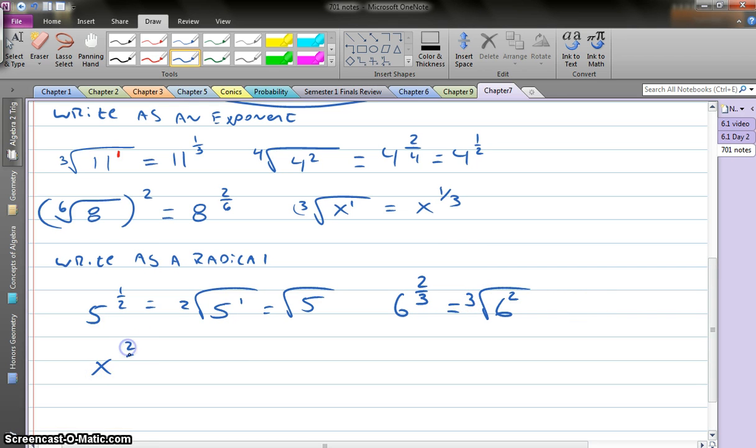And x to the 2/5 power, just because it's a variable, we don't treat it any differently. So I have the 5th root of x squared. Sorry, let's make it neater. All right, so be able to take from radical form to exponential form and from exponential form to radical form.